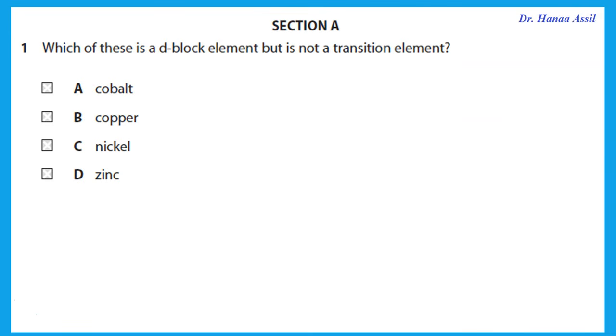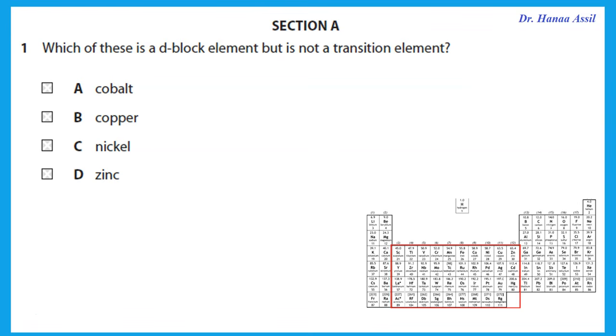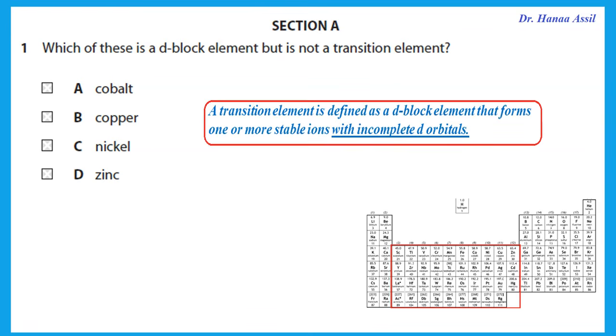It says, which of these is a D block element but is not a transition element? Of course, you should know that a D block element means an element in that middle area of the periodic table, in which the last electron goes into a D orbital. But a transition element is a D block element that forms one or more stable ions with incomplete D orbitals. So we want stable ions with incomplete D orbitals, then that is regarded as a transition element.